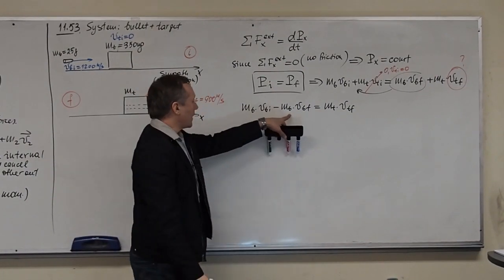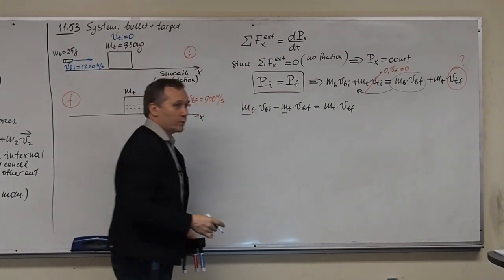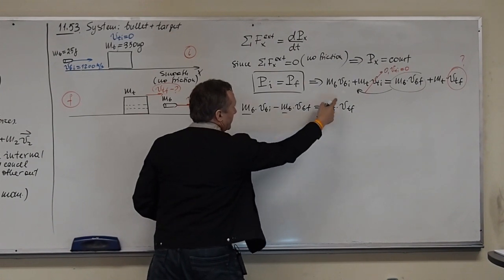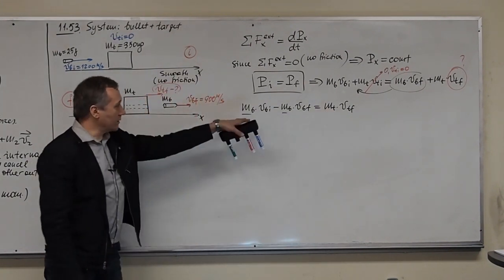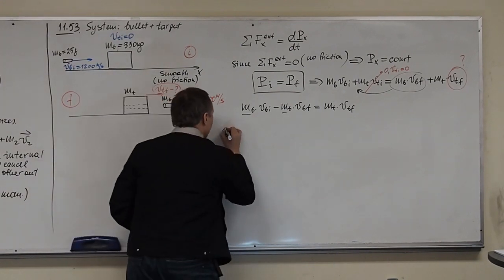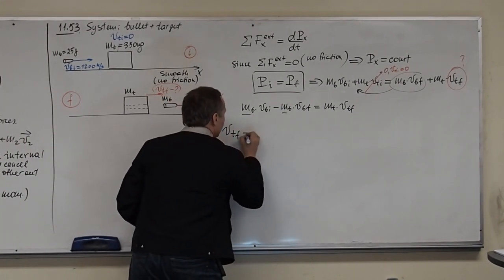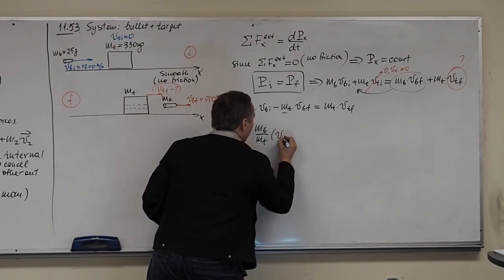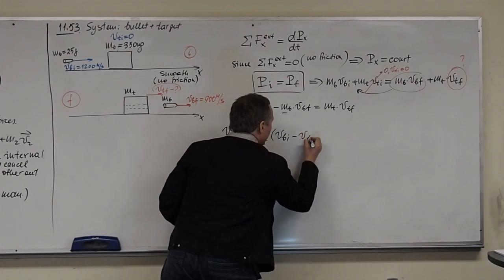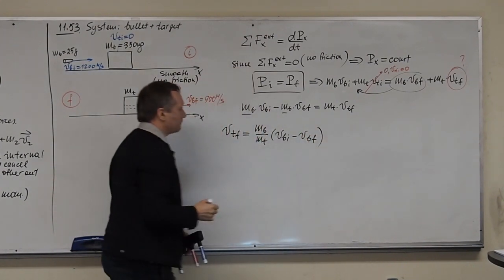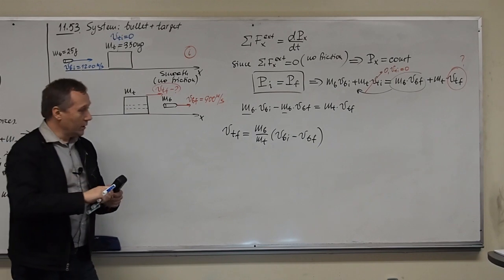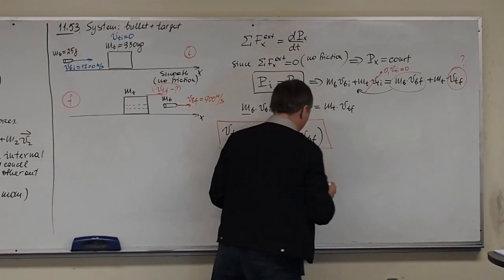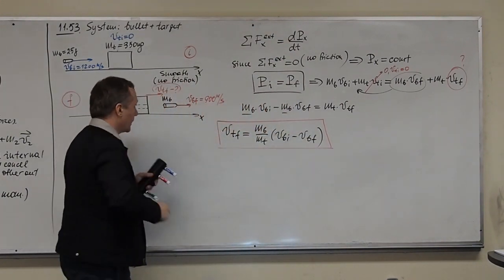Then, of course, I can factor out the mass of the bullet because it's exactly the same, and I will take the factor mass of the target and bring it to the other side. So it will be v target final equals mass of the bullet divided by mass of the target, times velocity of the bullet initial minus velocity of the bullet final. Okay, so that is the answer, the algebraic form of the answer. You can frame it. And now let's plug in numbers.